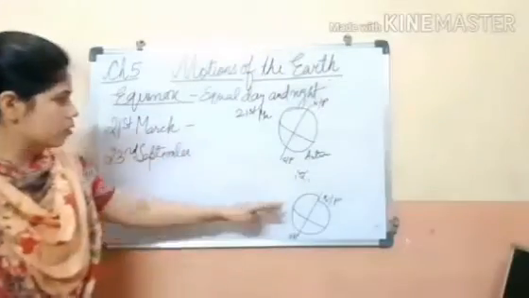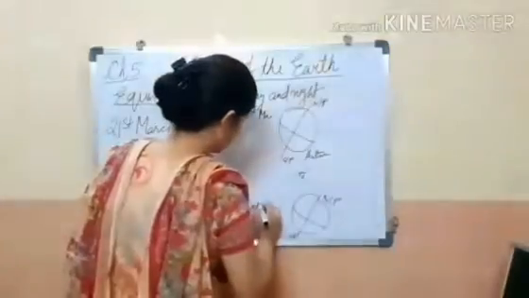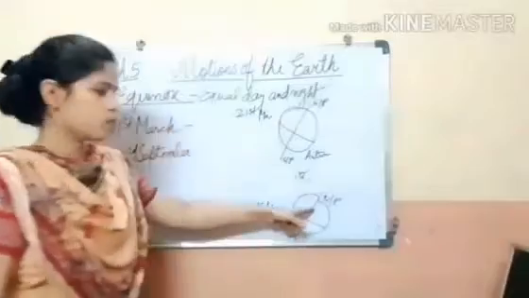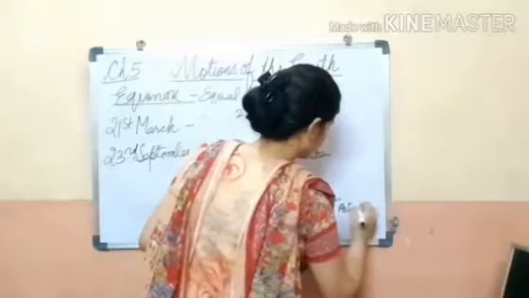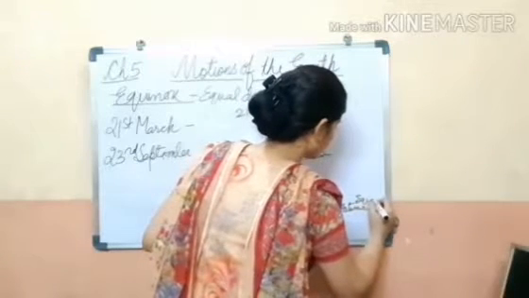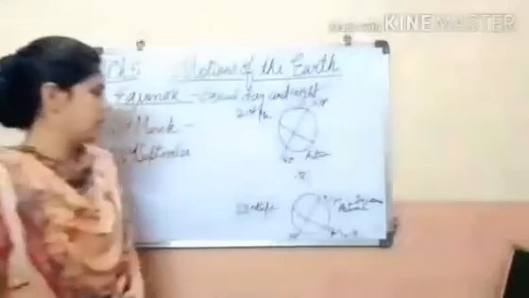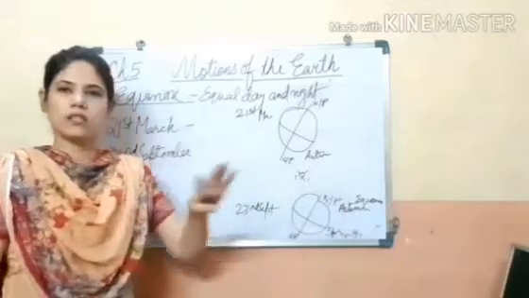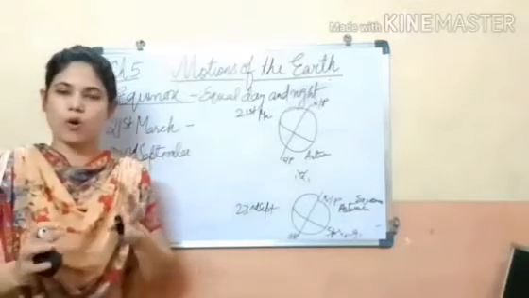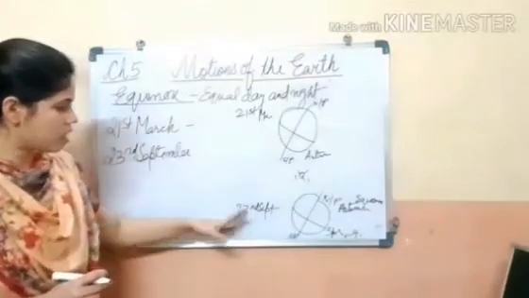Vice versa happens on 23rd September. The northern hemisphere will experience autumn. That is the autumn equinox, with equal day and night, and the southern hemisphere will experience spring. During the spring equinox and the autumn equinox, the temperature is very moderate. It's not very hot, it's not very cool. So these two equinoxes occur on 21st March and 23rd September.